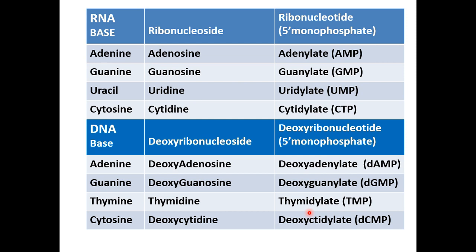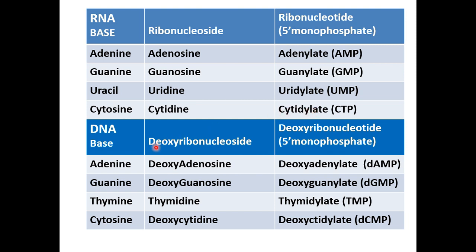Just see the names, how it is named. This is the RNA, for the RNA bases. So adenine forms the nucleoside known as adenosine, while the nucleotide is known as adenylate. It can also be called adenosine monophosphate. In a similar way, guanosine, guanylate, uridine, uridylate, cytidine, cytidylate.